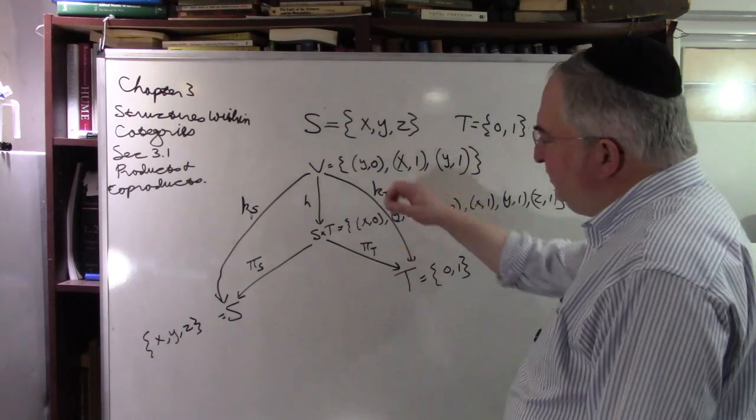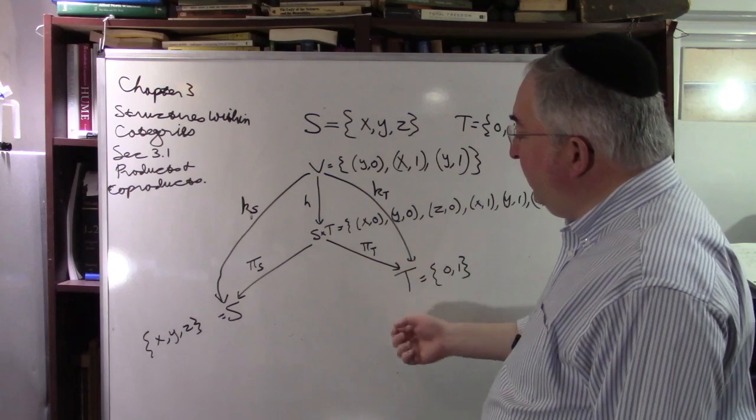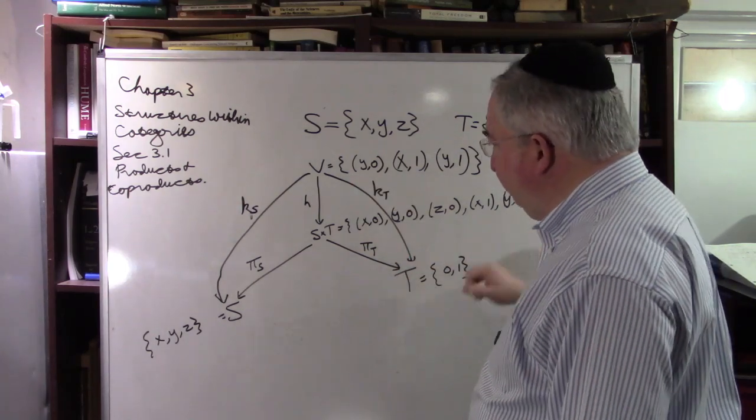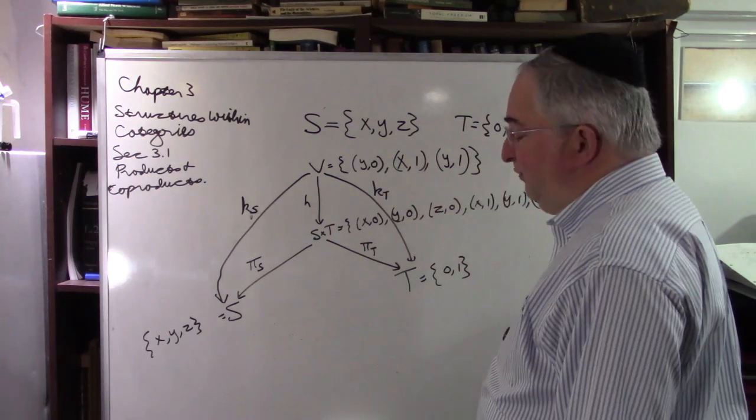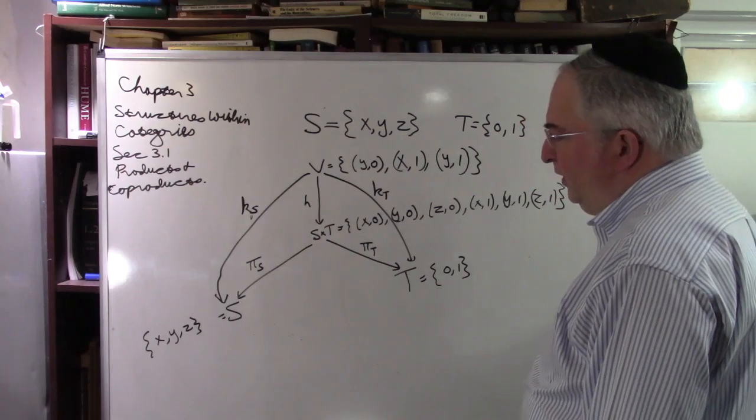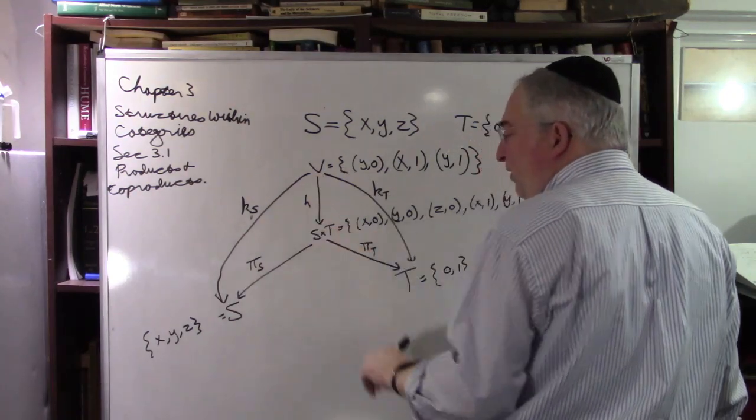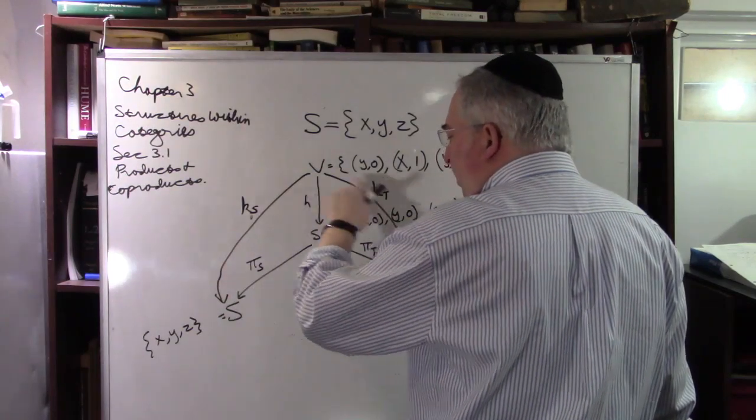And this function is an inclusion into here. It says, yes, this has information from both s and t, but you know what? This has more information. Now not only does it have such an arrow, but also these two triangles commute.